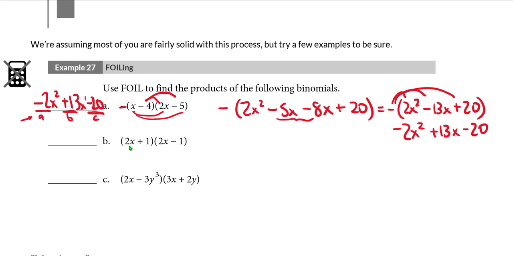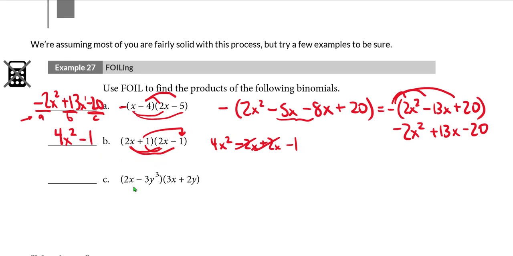In 27b, some of you may notice right off the bat that this looks like a difference of squares factored, and indeed when we FOIL this out, we get 4x squared minus 2x plus 2x and minus 1, and of course the two middle terms cancel each other out, and we do end up with a difference of squares.